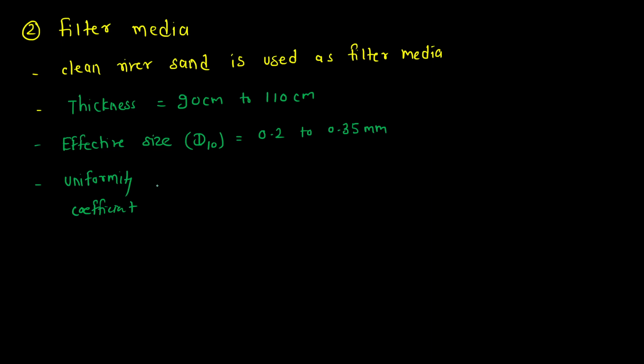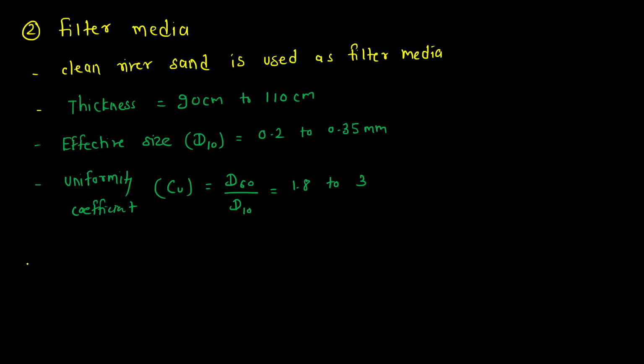So this uniformity coefficient is represented by Cu. This value is D60 by D10, and this value is 1.823. See, these uniformity coefficient and effective size are all discussed in soil mechanics, or geotechnical engineering.